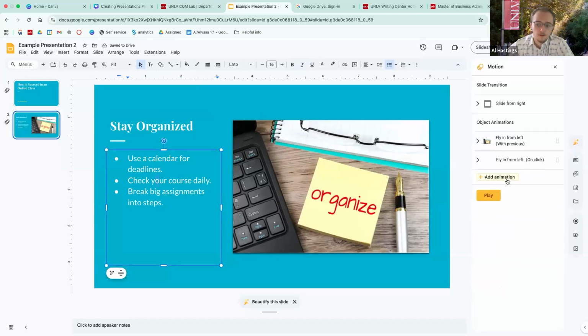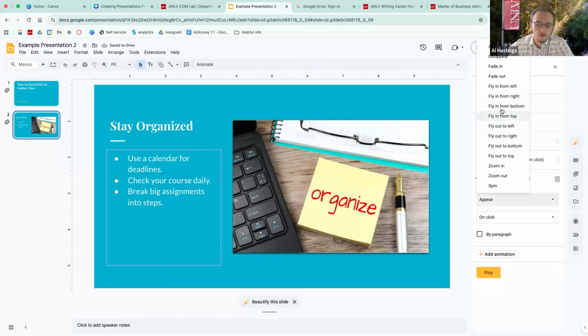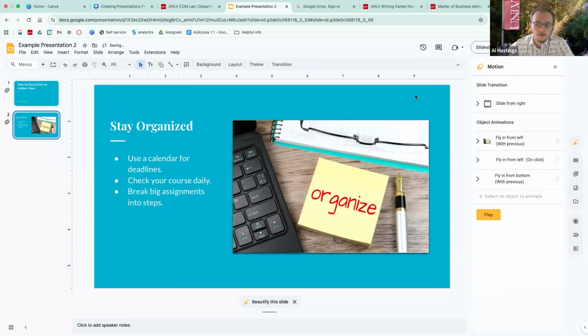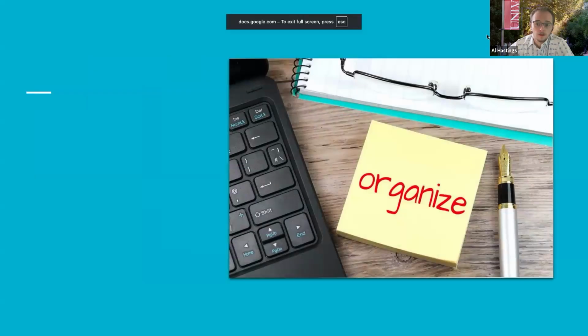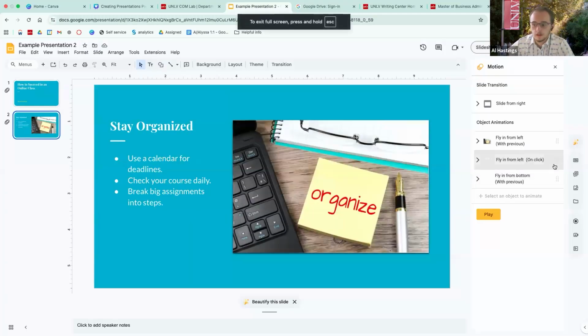The animations are added to what you're currently selected on. So let's see here. I'm going to fly in from the bottom with previous. Now you can see how this looks by selecting slideshow in the upper right-hand corner. And then you'll see that came on without me clicking, but now I need to click and those both come up at the same time because of how I formatted it. So play around with that and you can always change it. If you need to delete them, you can just select them and then delete.